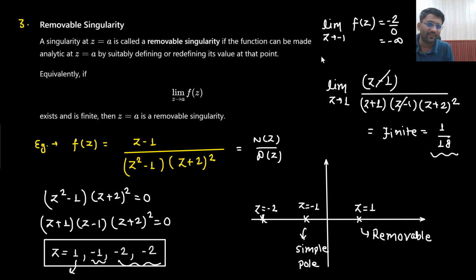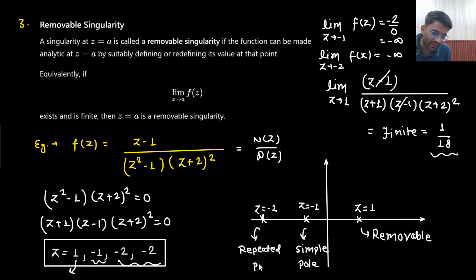Is it a pole? Yes, sir. Why is that so? Because if you find the limit z tending to minus 2 of f(z), you put minus 2 here, minus 3 by 0, that will also be minus infinity. So is it a pole? Absolutely. But it is a repeated pole. It is not removable, because the limit does not exist. Here the limit exists, that's why it is removable. So it is known as a repeated pole singularity. Simple pole, repeated pole and removable, everything is included here.